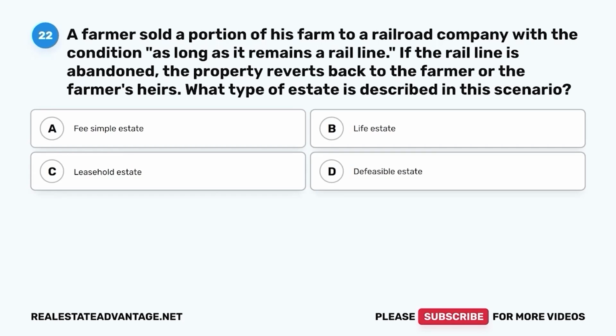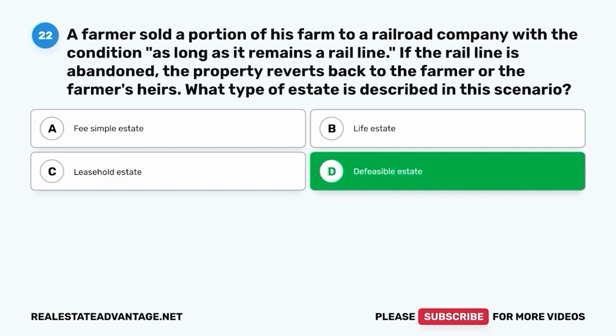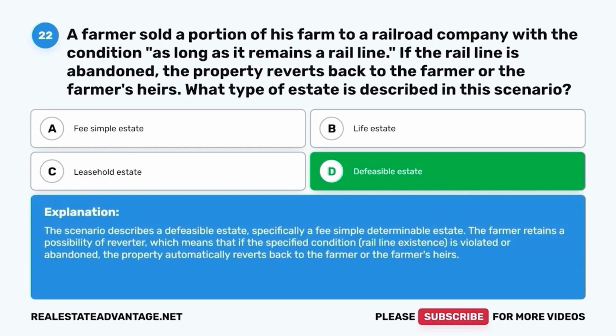A. Fee simple estate. B. Life estate. C. Leasehold estate. D. Defeasible estate. The correct answer is D. Defeasible estate. The scenario describes a defeasible estate, specifically a fee simple determinable estate.